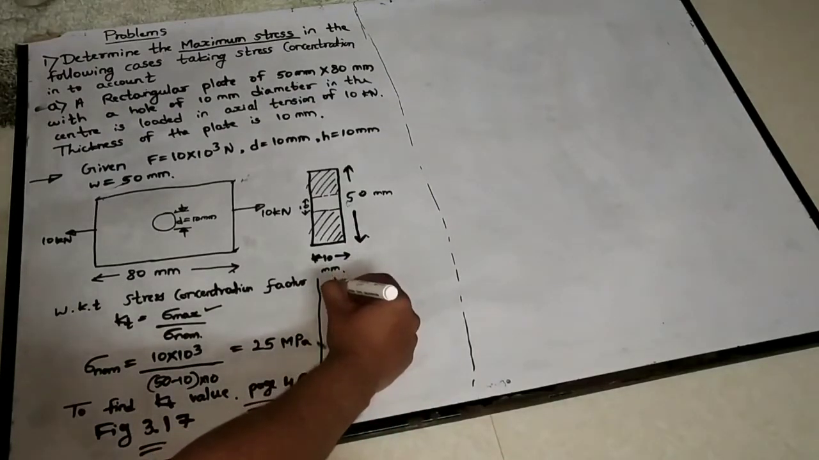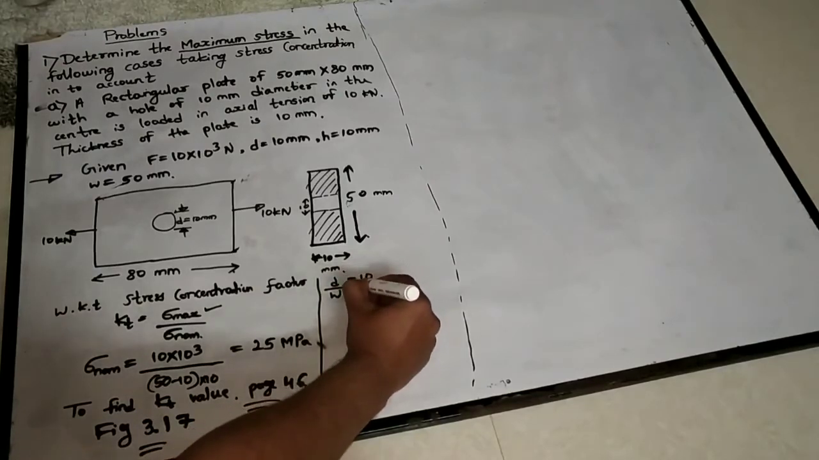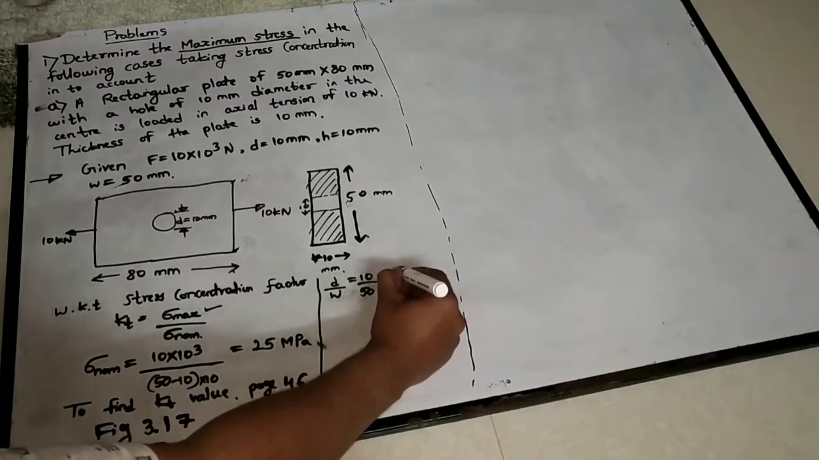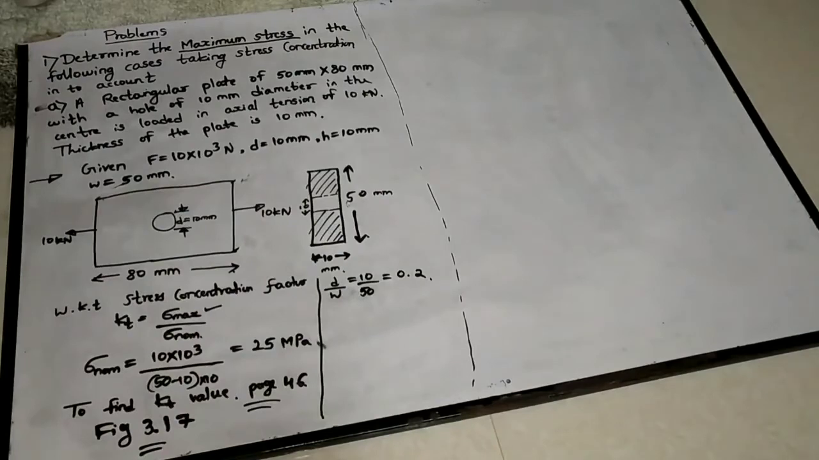So small d by W ratio. What is small d? That is 10. Thickness of plate is 50. How much you got? 0.2, right? Now go to that figure again. So where your 0.2 lies somewhere here. Wherever this 0.2 line meets this curve, that corresponding value on y-axis is your KT value.